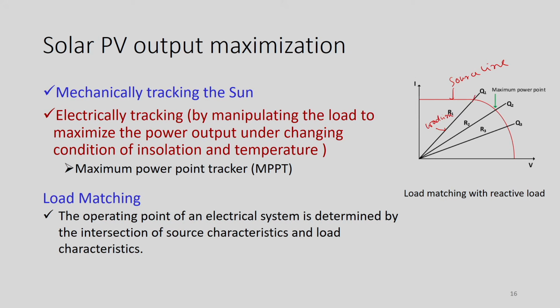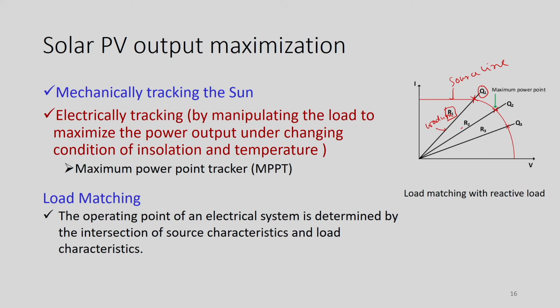So, we need to find out the intersection point of the source line and load line. Say one resistive load is connected here. This shows the load matching with a resistive load. Maybe R1 is the resistive load for a particular set of operation. If we extend this R1 and get the intersection point here, the operating point is Q1. If we increase the resistive load to R2, its operating point is Q2. And then if we further increase to R3, its operating point is Q3.